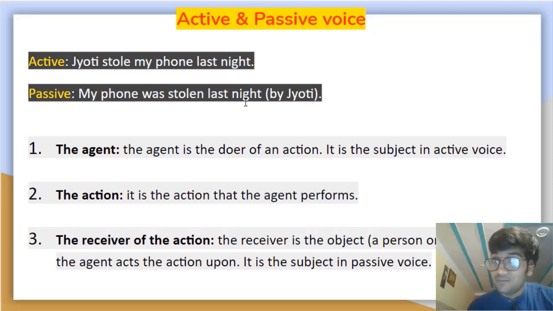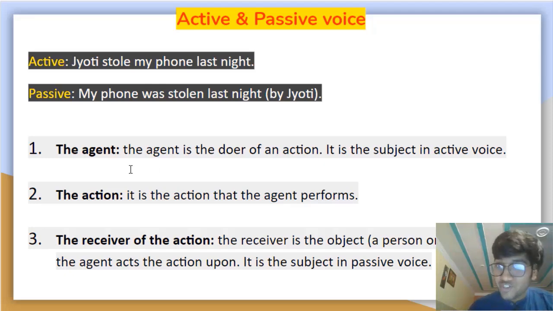If I want to talk about who did that, I can add the doer of the action at the end of the sentence, by Jyoti. My phone was stolen last night. Who did it? Not important. It was stolen. This action happened upon my phone. This is more important than the person who did it. My phone was stolen last night. I can talk about the doer of the action as well, by Jyoti. This is optional.